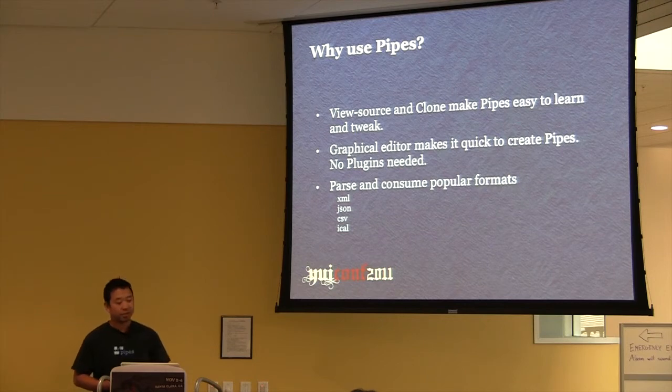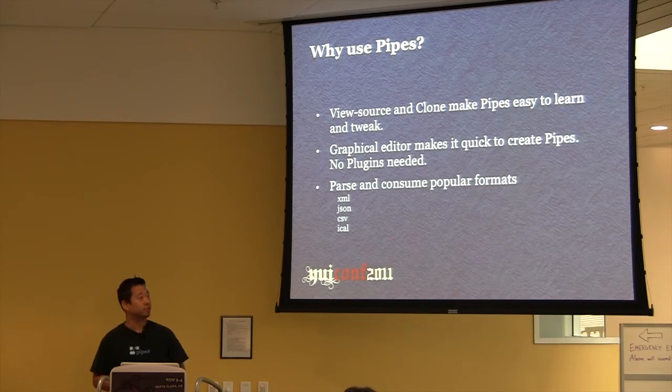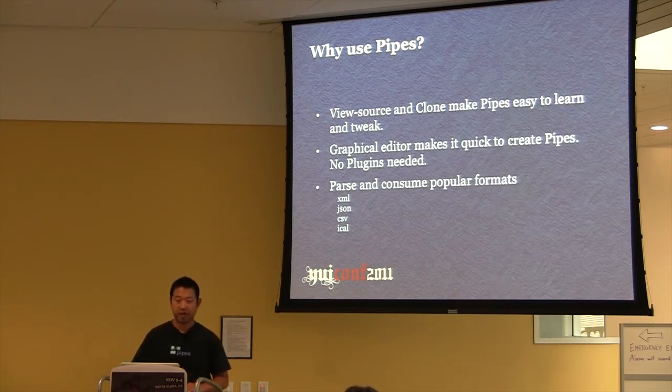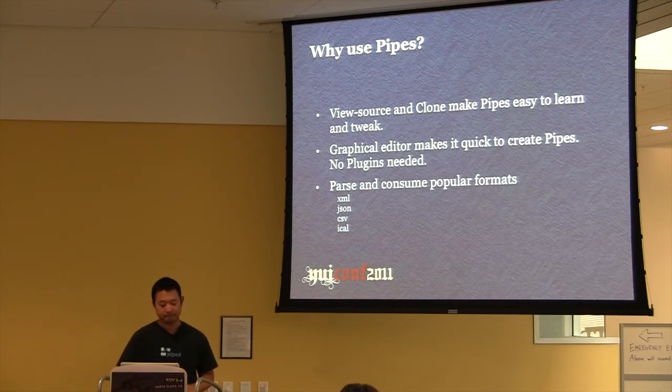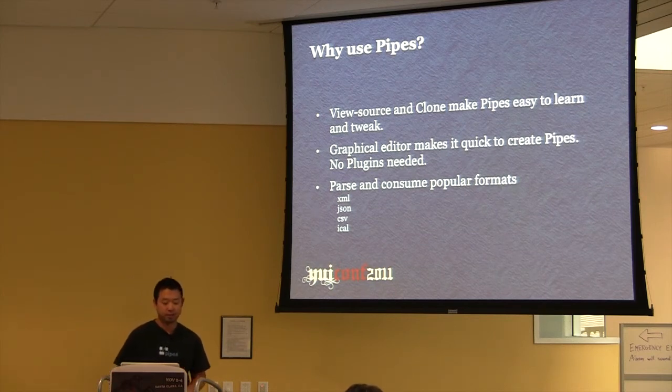Pipes has a graphical editor that makes it quick to create pipes. You just use a browser. You don't have to download software or install a plugin. You just kind of go. It uses HTML5, the canvas tag, to draw the actual wiring. This was done before HTML5 was a buzzword. And pipes also parses and consumes popular formats such as XML, JSON, CSV, and ICAL that a lot of REST APIs out there provide.